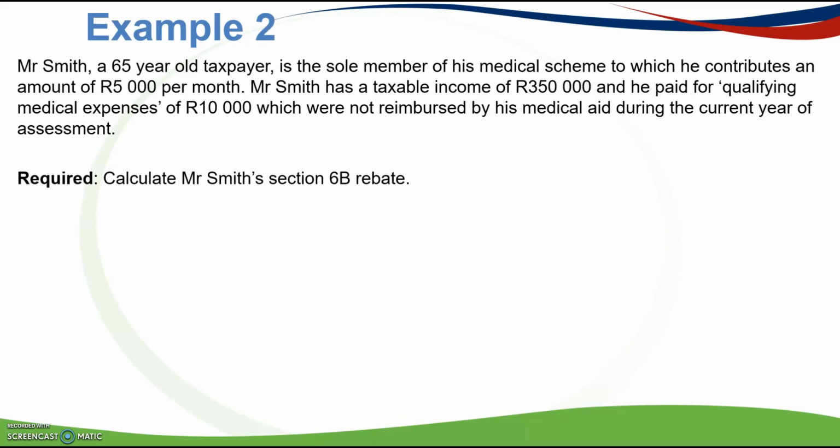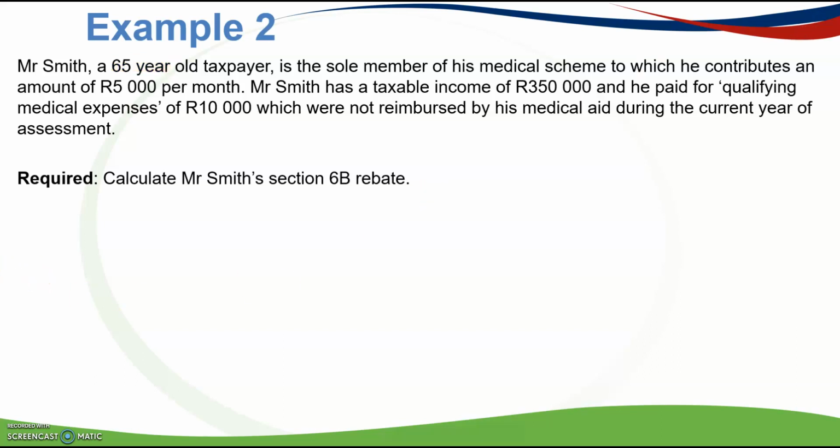but this time the change comes with the age, right? So this is the difference here. So that is the change to our example. Everything else remains the same. Mr. Smith is the sole member of the medical aid and he makes a contribution of 5,000 per month. He has a taxable income of 350 and he paid for qualifying medical expenses of 10,000, which were not reimbursed by his medical aid during the current year of assessment, right?